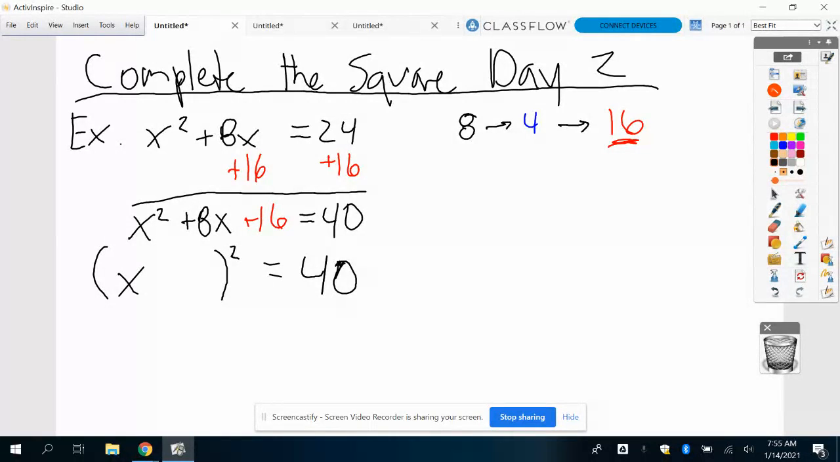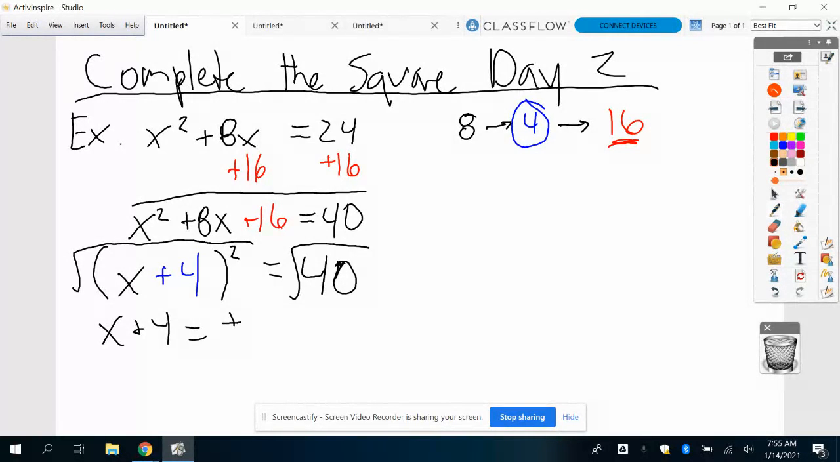And the number that goes in the parentheses, remember, is always the number you get when you divide by 2. So it's going to be x plus 4. From here, we want to square root both sides, so we can cancel out that exponent of 2. So now we have x plus 4 equals plus or minus the square root of 40.